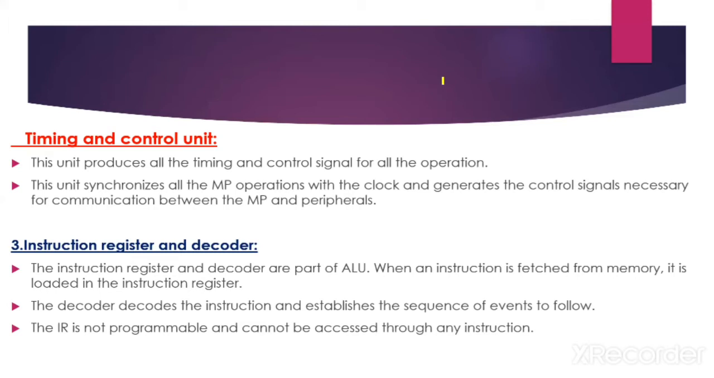The contents of the instruction register are available to the instruction decoder. The output of the decoder, gated by timing signals, controls the registers. The output of the decoder and the internal clock generator produce the state and machine cycle timing signals. The instruction register is not programmable and cannot be accessed through any instruction.